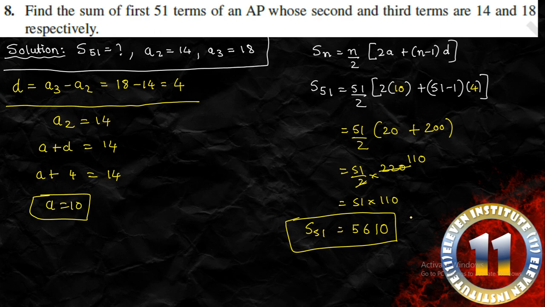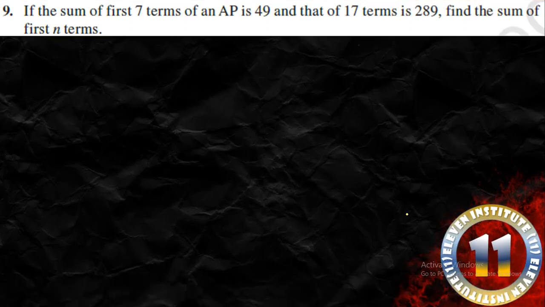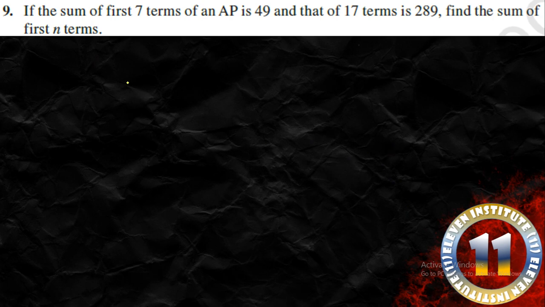Right, I hope you have written this. Let us now move to number 9. If the sum of first 7 terms of an AP is 49, first write this much. So we can write over here S7 is equal to 49 and that of 17 terms is 289. So we can write over here S17 is equal to 289. Find the sum of n terms.